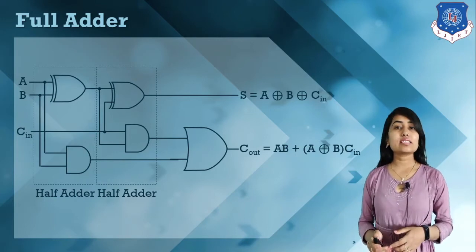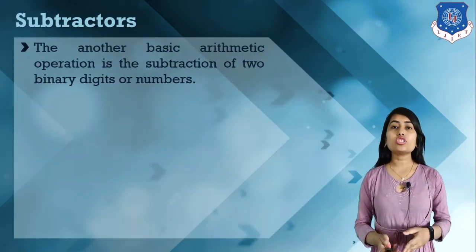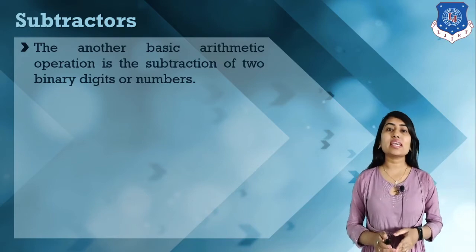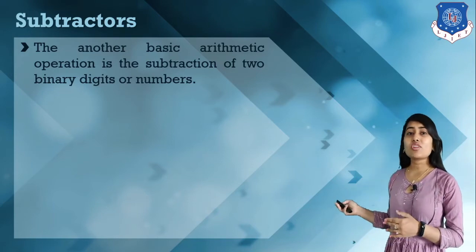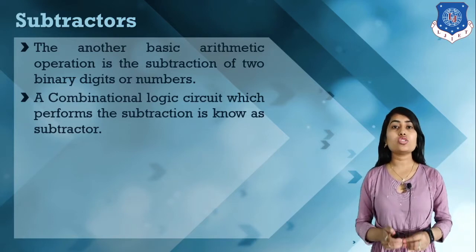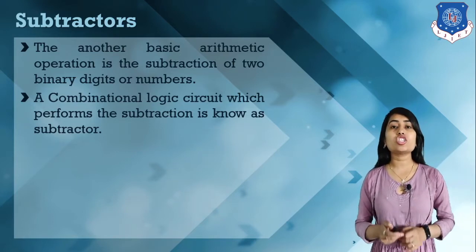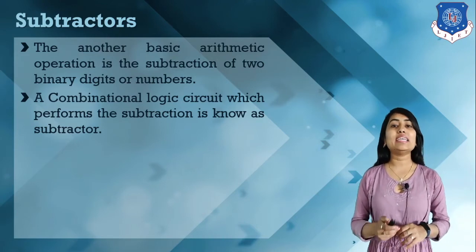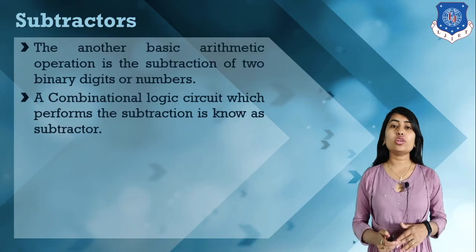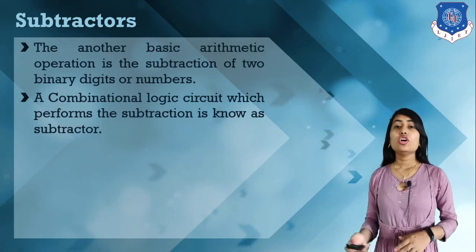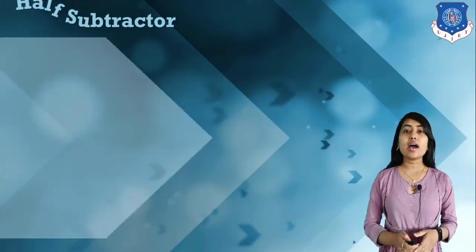Now let's discuss the subtractor. Subtraction is another of the most basic arithmetic operations. A subtractor is a combinational logic circuit which performs subtraction of binary digits. Again, we have two types of subtractor, the half subtractor and the full subtractor. So let's discuss the half subtractor first.